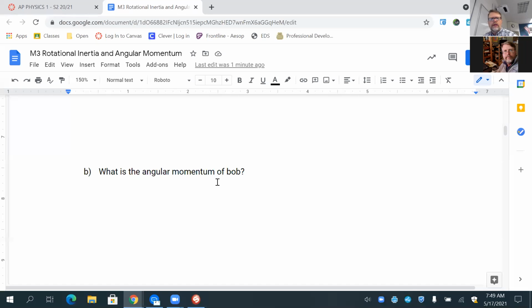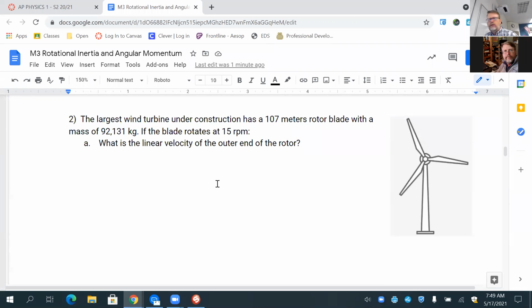Okay, next up, we have the largest wind turbine under construction. Another true fact I pulled from the internet. We have 107-meter long blades that are going to act like a rod, and we have the mass of each blade. And then I suppose what would happen at this speed, which is an achievable speed for most wind turbines.